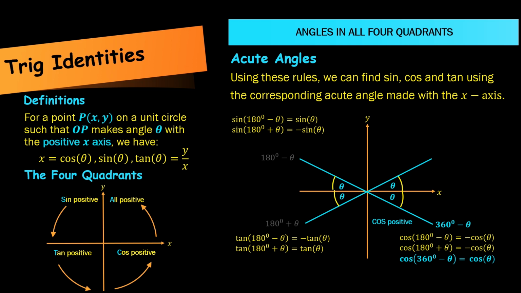And finally, let's consider cos in the fourth quadrant. Cos 360 degrees minus theta, as highlighted, equals cos theta. However, sine and tan are both negative in this quadrant, so sine 360 degrees minus theta is minus sine theta, and tan 360 degrees minus theta is minus tan theta.